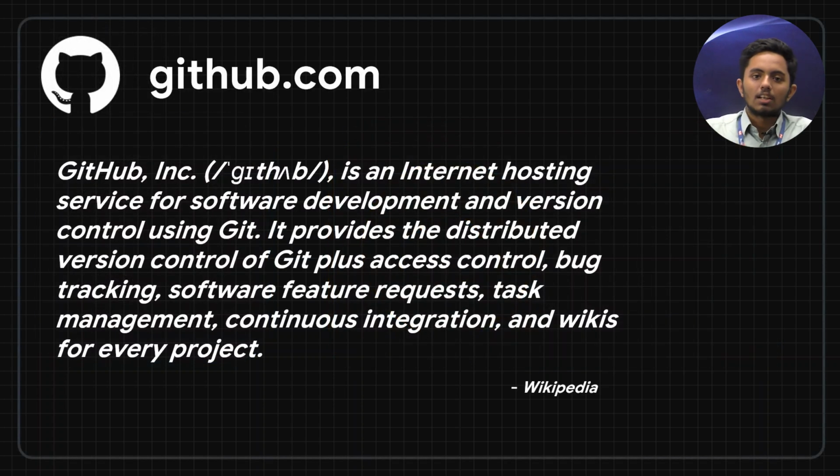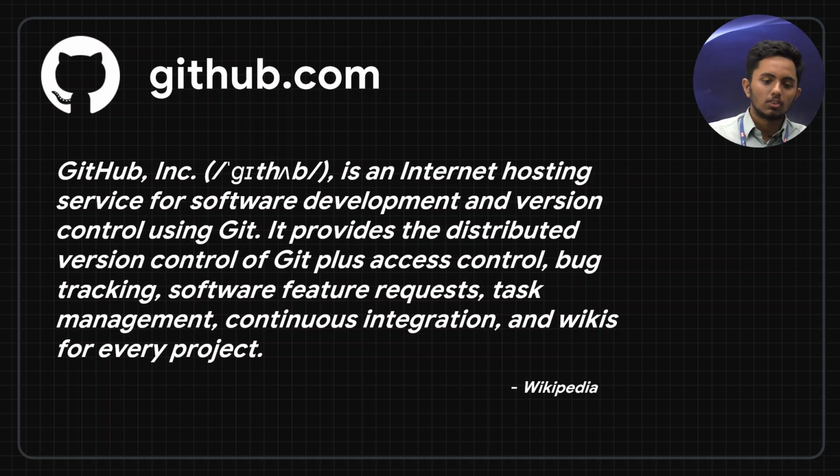And if you are interested, this is the Wikipedia definition of GitHub. So again, GitHub is an internet hosting service for software development and version control using Git. It provides distributed version control plus access control, bug tracking, software features, task management, continuous integration, and wiki for every project. It may seem like a lot, but basically GitHub provides you a lot more customizations and a lot more features which are useful for all kinds of developers. And again, stick till the end, because GitHub loves students, and it gives you a lot of free things and a lot of goodies to work with. Yeah, so that's the basics of what Git and GitHub is.